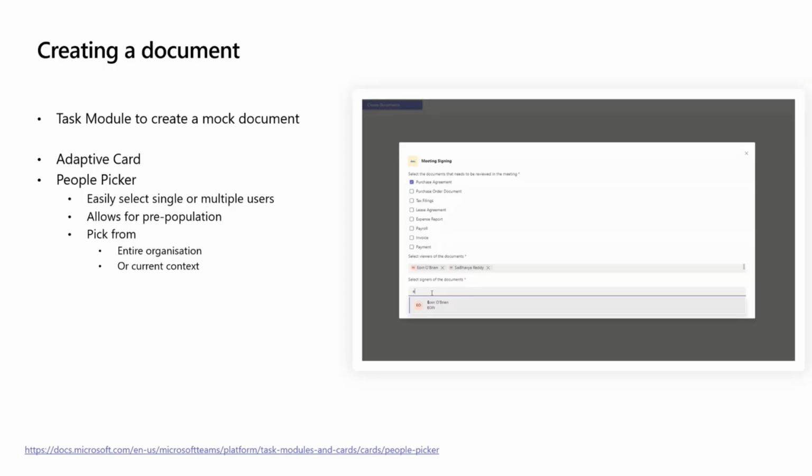But one of the things that was talked about that I want to make sure we call out is that we're also using the people picker here, which allows you to easily select single or multiple users in a card. It allows for pre-population, so if you have specific users you want selected in a list, that's possible. But best for this scenario is that it allows you to pick your people from either the entire organization or from the current context. So in a meeting, the current context is the participants of the meeting. So there is an extremely easy way to select users from a current context for essentially zero cost using the people picker in adaptive cards if you make use of it.